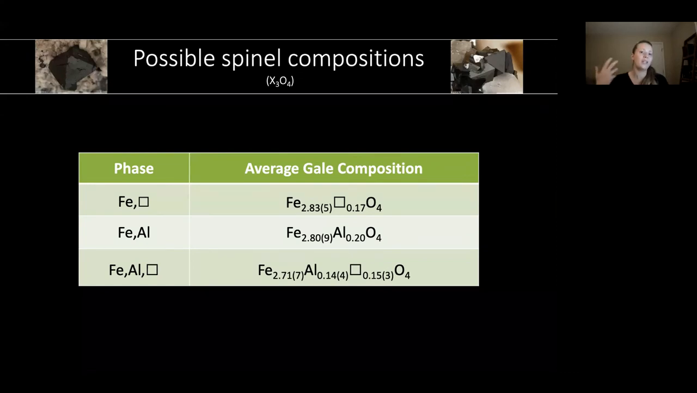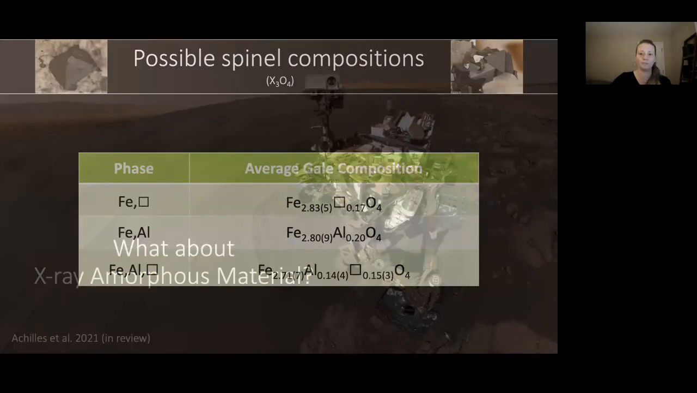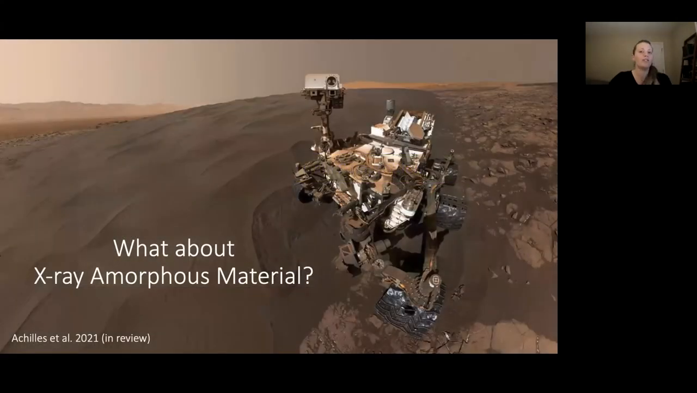So while we can't really 100% nail it down, we can get pretty close. That still gives you quite a bit of information. I mentioned this X-ray amorphous component earlier. What about its composition? We cannot directly measure it through chemical means or X-ray diffraction, but that doesn't mean we can't determine anything about it.